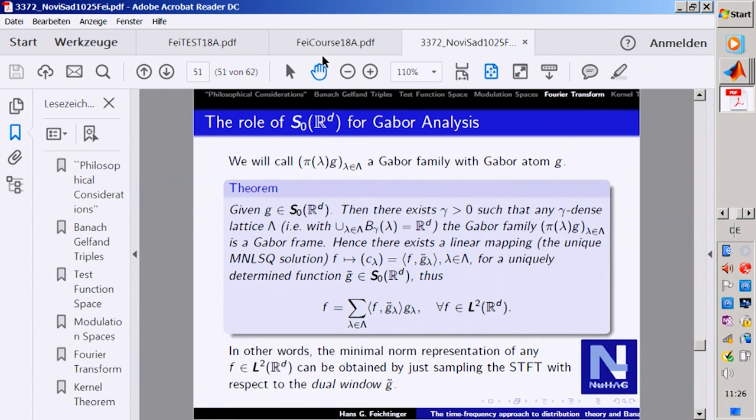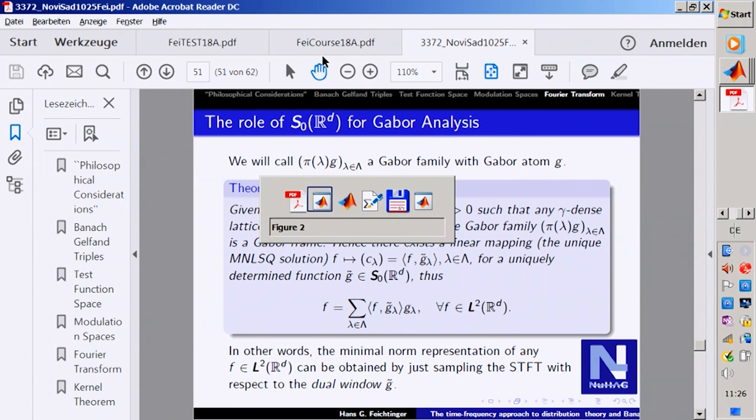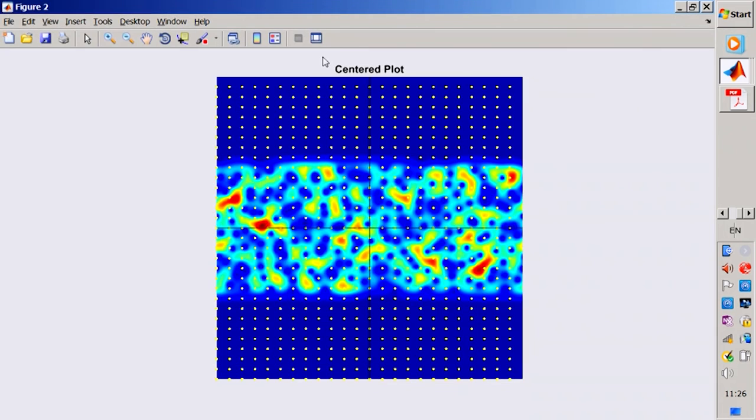Now let's see, there may be just one general outlook on how it goes on with the Gabor stuff. I think I have this extra slide in MATLAB. Yeah. So again, kind of a mixture of discrete computations and continuous explanation.